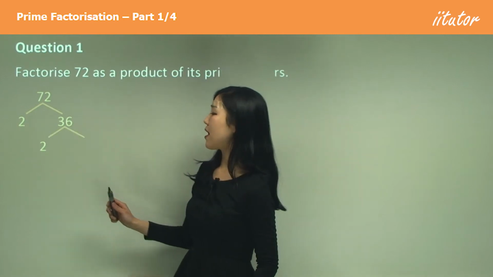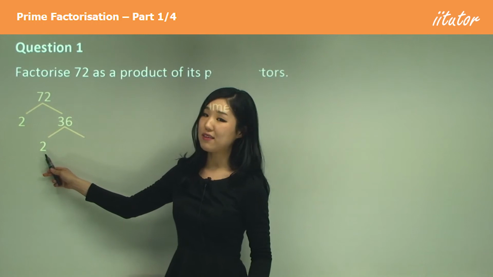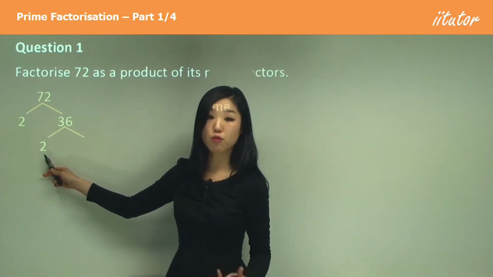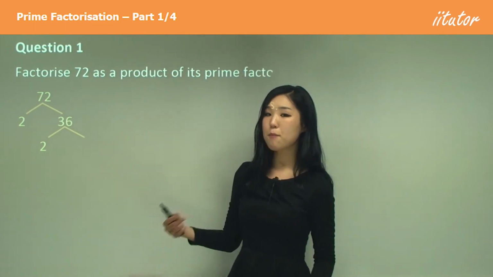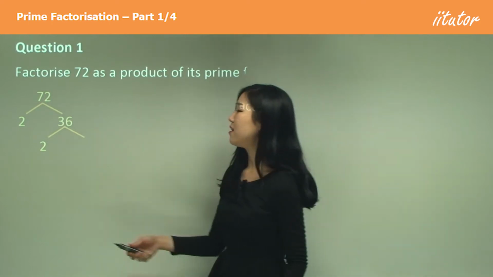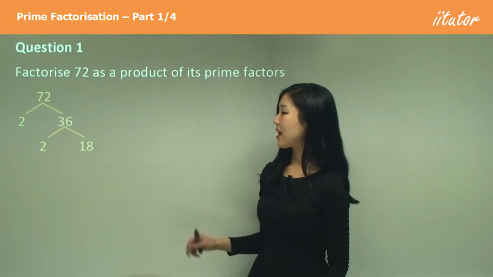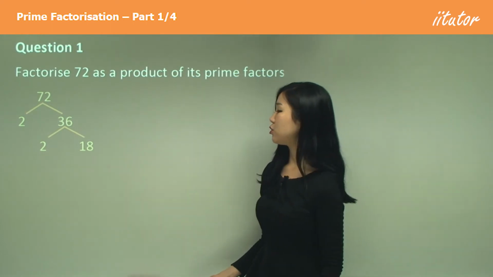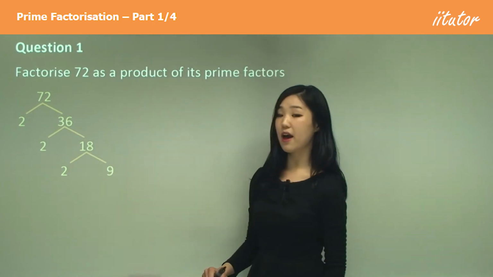36, I can break it down further. So I'm going to draw 2 branches again, and again I'm going to divide by 2. Now, as I said, guys, you don't have to do 2, you can do 3, because I know that 36 is divisible by 3 as well. But again, I just chose 2 for some reason. Okay, you can do 3, it doesn't really matter. So 36 divided by 2, it's 18. Now again, I can break it down further, draw 2 branches. I'm going to divide it by 2 again, and then you should get 9.